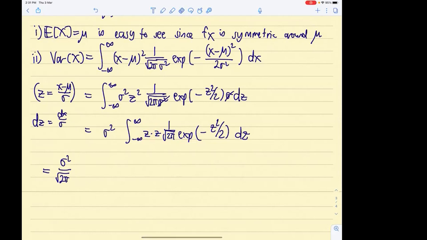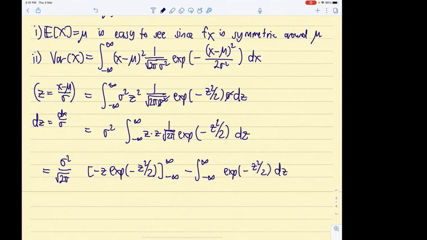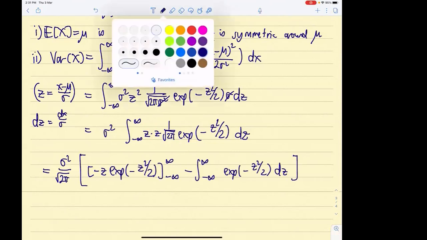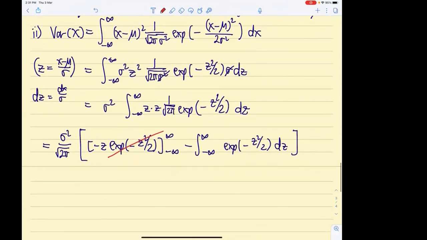Right. So minus z times e to the minus z squared over 2, from minus infinity to infinity, minus, you put down the integral here and you differentiate. That's it. That's my integration by parts. So this one goes to zero. And now we are left with this. There is a missing minus here.